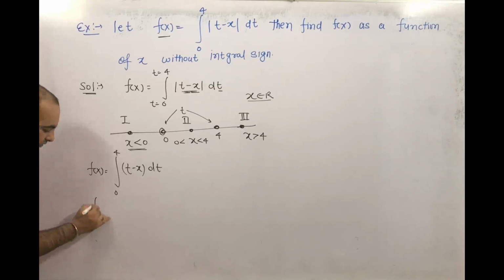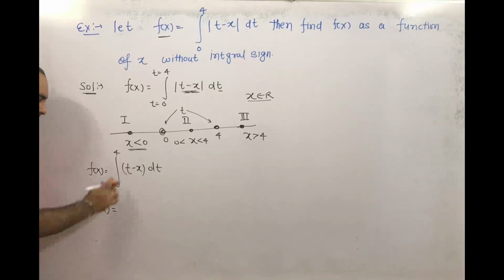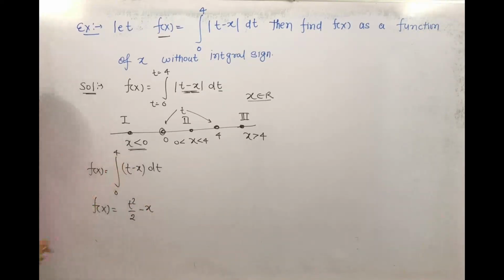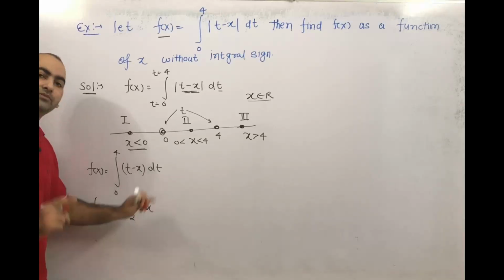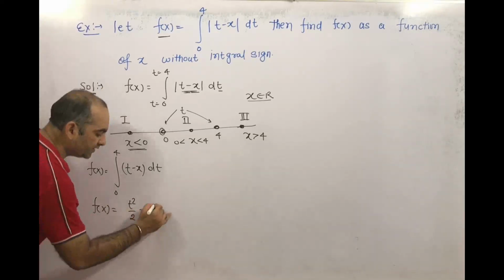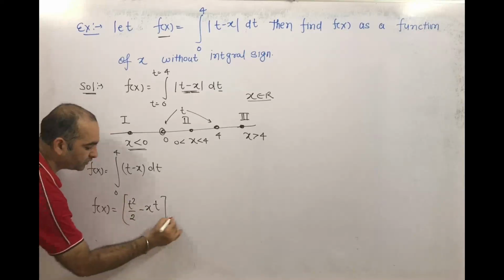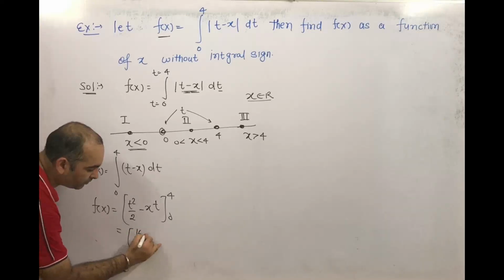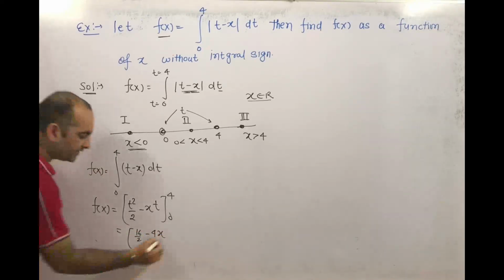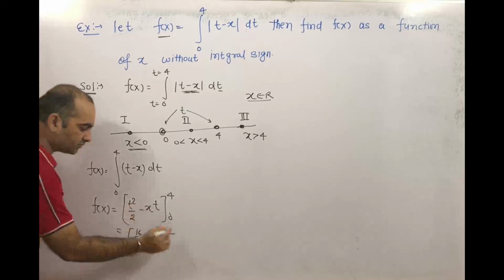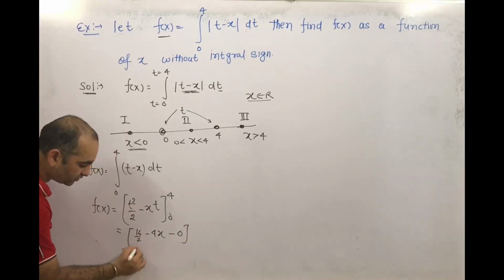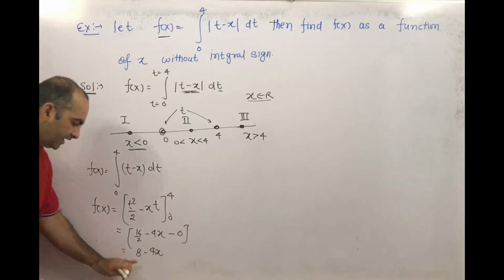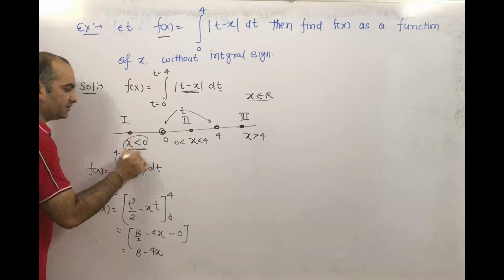So f(x) equals the integration of t, which is t square by 2, minus x, which is a constant, times the integration of 1 dt, which is t, with limits 0 to 4. First put 4: 16 divided by 2 minus 4x. Minus, if I put 0, everything is 0. 16 by 2 is 8, so f(x) equals 8 minus 4x if x is less than 0.